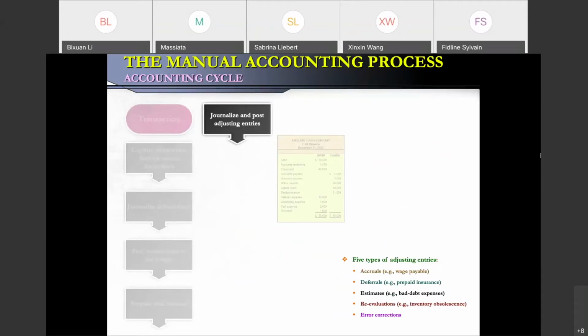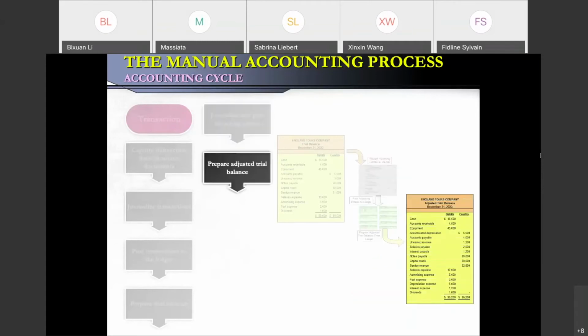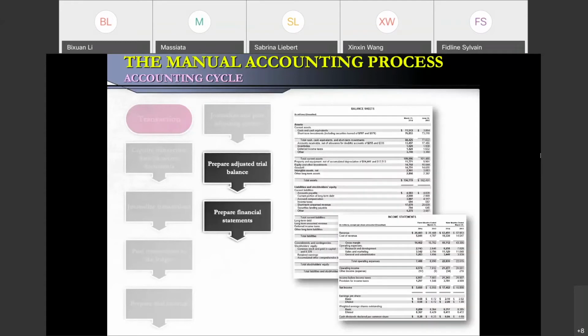There are 5 types of adjusting entries. I don't want to touch the details about this. You all learned it in previous classes. And then we prepare the adjusted trial balance, right? And then we prepare the financial statements. Okay, question. What is the next step after preparing the financial statements? Closing the entries?